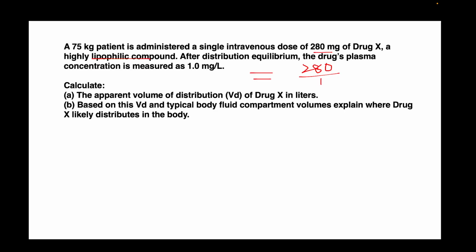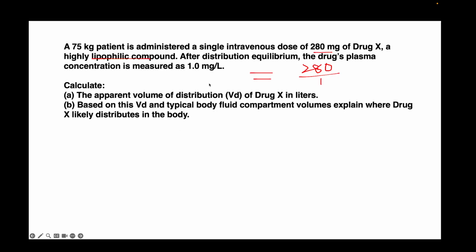Next question was, a 75 kg patient is administered a single intravenous dose of 280 mg of a drug, a highly lipophilic compound. After distribution equilibrium, the drug's plasma concentration is measured as 1 mg per liter. So you have to calculate the apparent volume of distribution of the drug in liters, and based on this VD, where do you think the drug is getting distributed? As I previously mentioned before, there are fixed ranges of volumes for different compartments in the body.